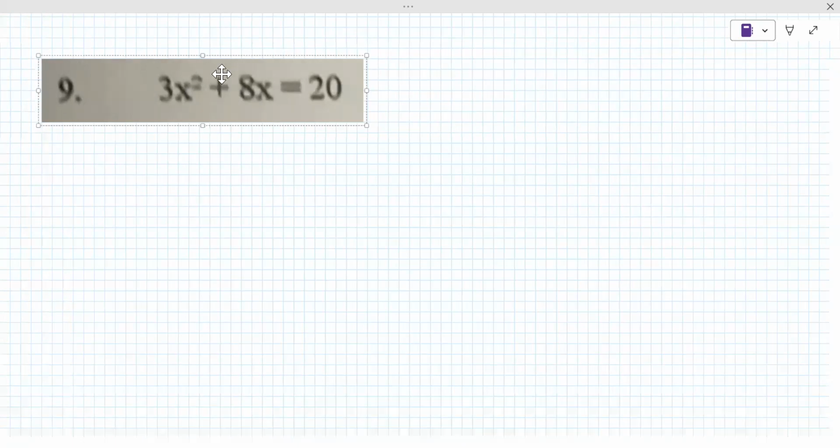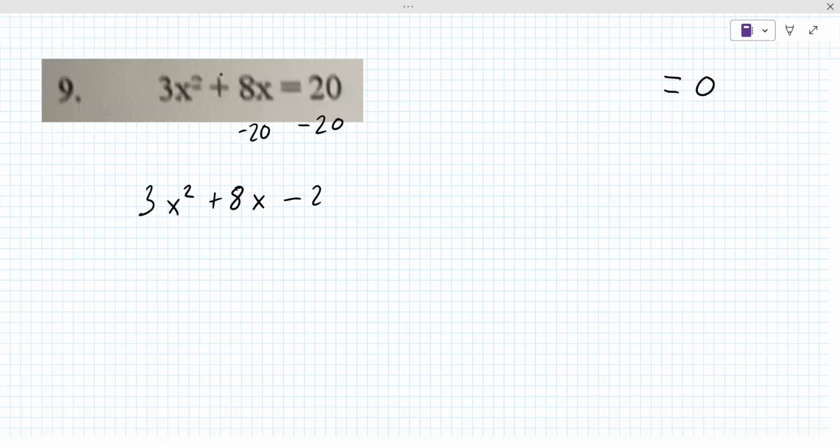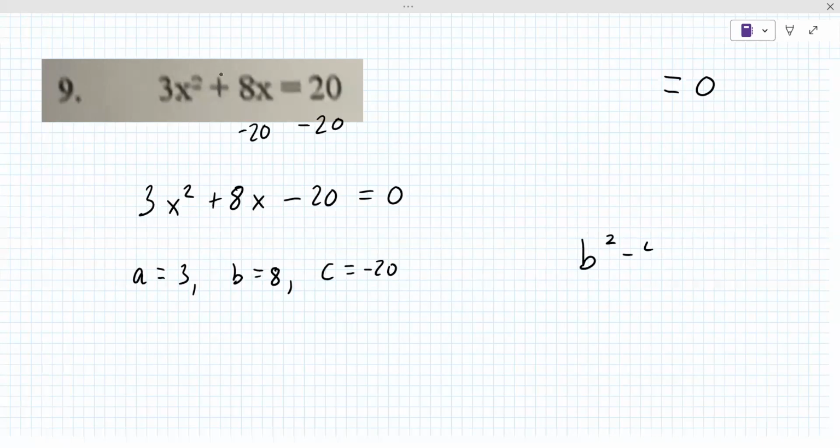All right, so the goal is always to get it to equal 0 on one side of the equation with quadratic formula. So you do have to move that 20 back to the left. You subtract 20 from both sides. 3x squared plus 8x minus 20 equals 0. And A is 3, B is 8, C is minus 20. So again, for this one, I'd like you to calculate the B squared minus 4AC and let me know what you come up with. Then we'll see how to proceed from here.